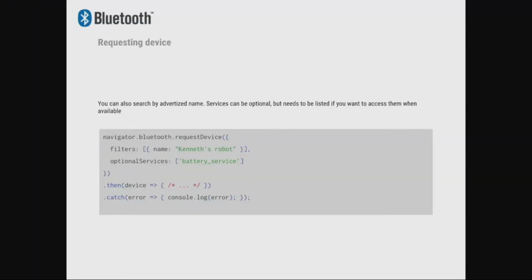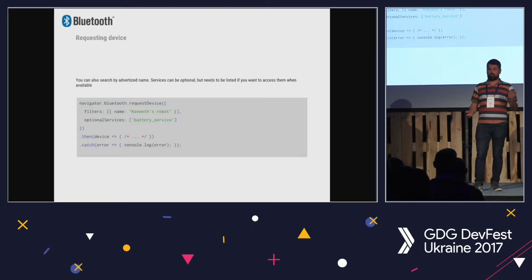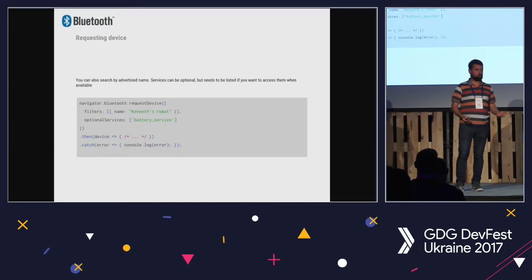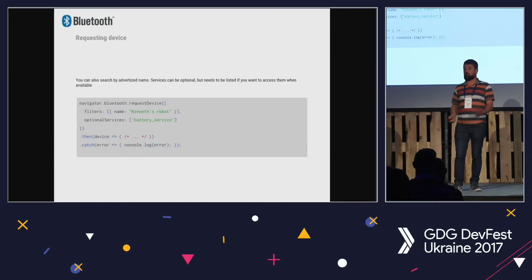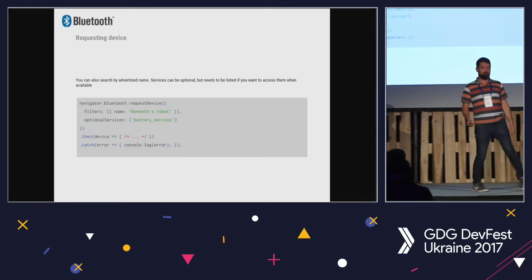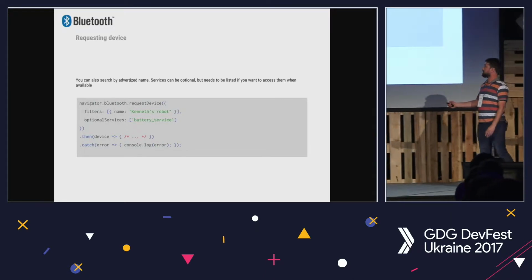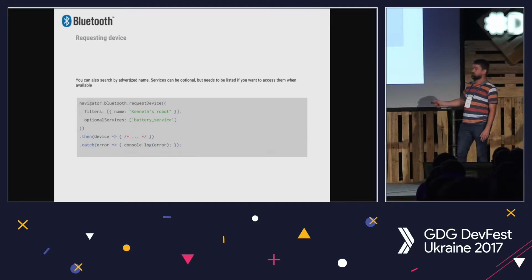You can also filter for names. Some of these devices might have multiple services. So if you have a device that has service A, and another device that has service A and B, and you want to create a web experience that allows you to connect to both of these devices, then when you connect to the device that has service A and B, you also want to be able to connect to service B. In order for that to be possible, you need to list it as an optional service. So this is just one thing to keep in mind.